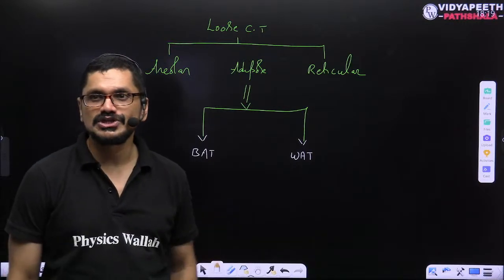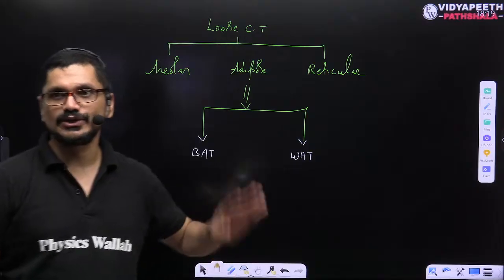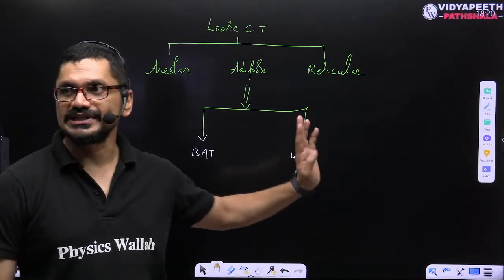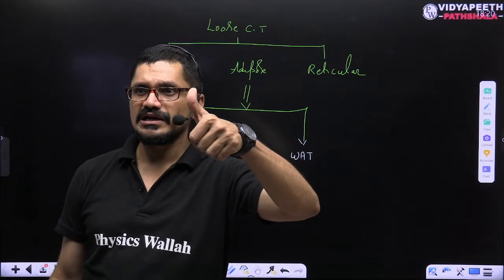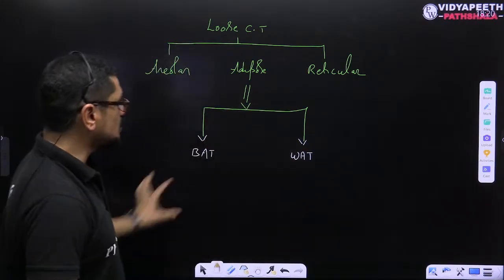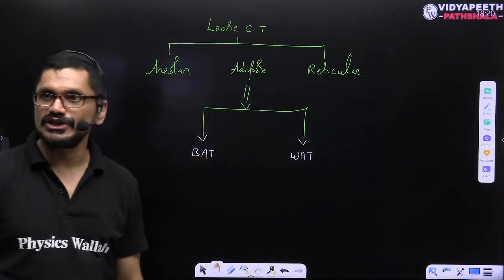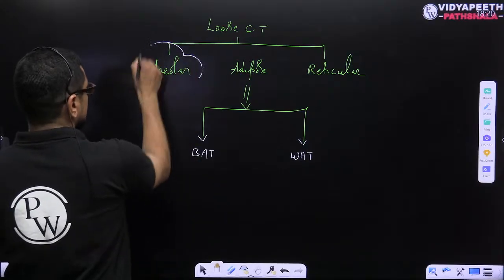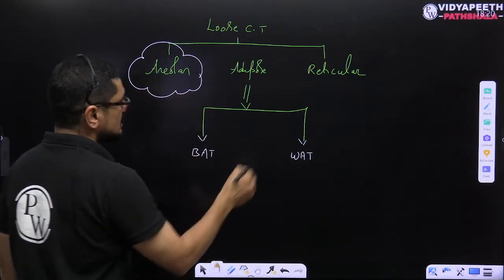VAT, brown adipose tissue, white adipose tissue. These are the two types of tissue we already discussed. Am I audible? Clear? Okay, good. So two types of tissue we discussed, and in connective tissue we already discussed areolar connective tissue along with the diagram, and reticular.